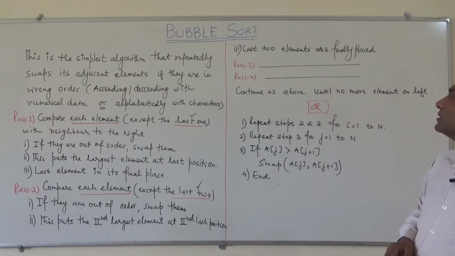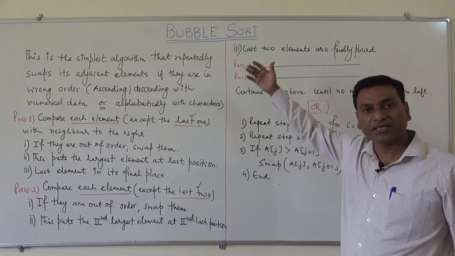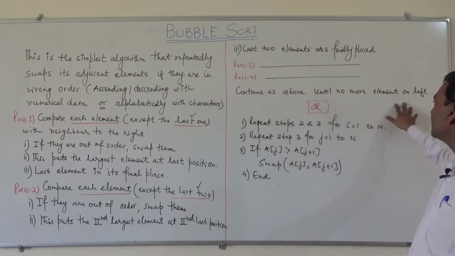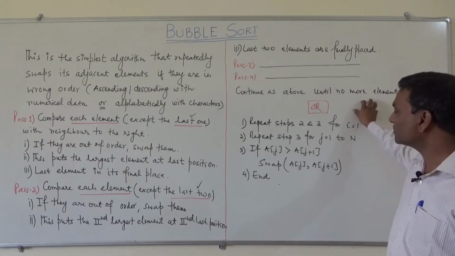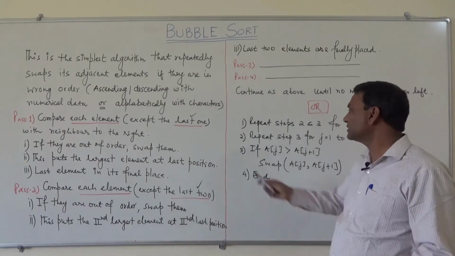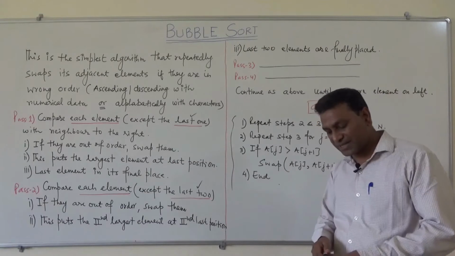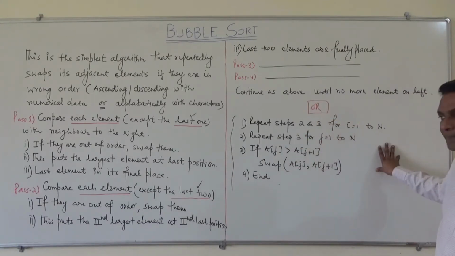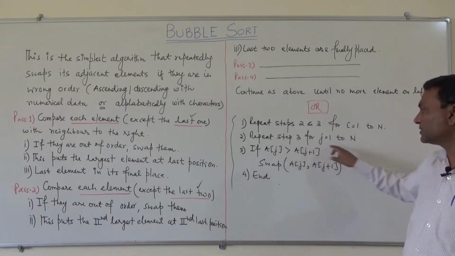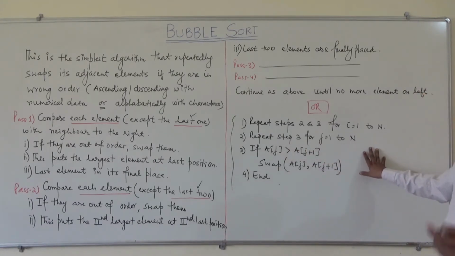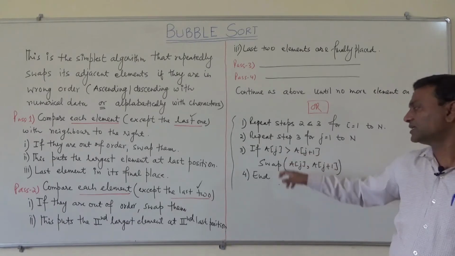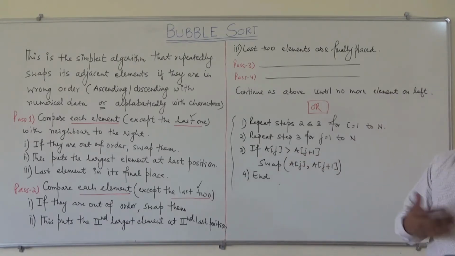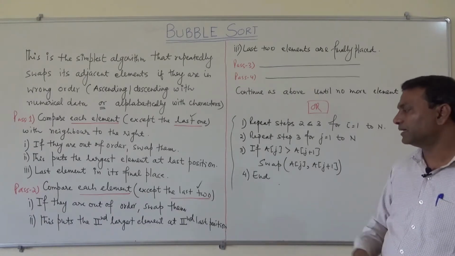So in this way we can go for other passes, and we will continue as above until no more elements are left. This can also be seen like this. It will have 4 steps. Step 1, repeat steps 2 and 3 for i goes from 1 to n. Then step 2, repeat step 3 for j goes from 1 to n, if it contains n elements. Then step 3, if a[j] is greater than a[j+1], then swap, and then end.